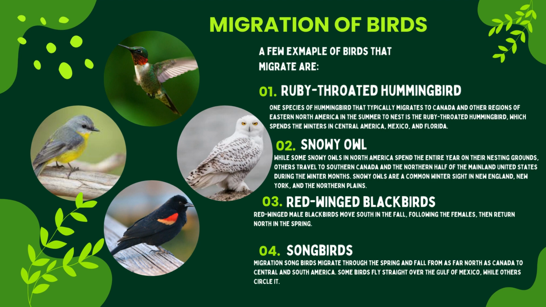Number three is the red-winged blackbirds. Red-winged male blackbirds move south in the fall, following the females, then return north in the spring. Number four is the songbirds. Migrating songbirds migrate through the spring and fall from as far north as Canada to Central and South America. Some birds fly straight over the Gulf while others circle it.